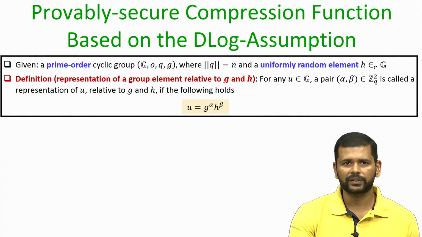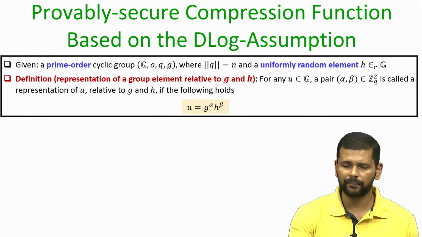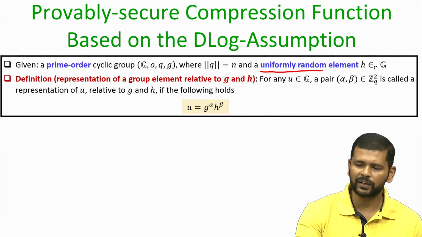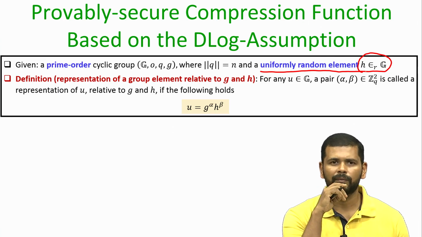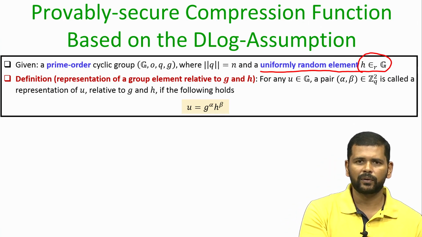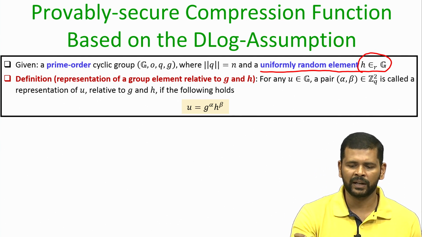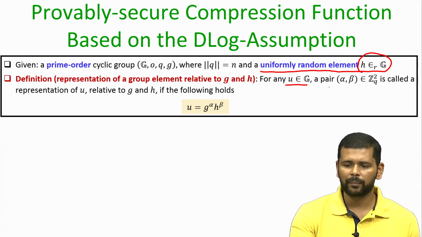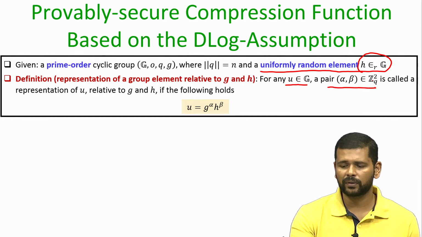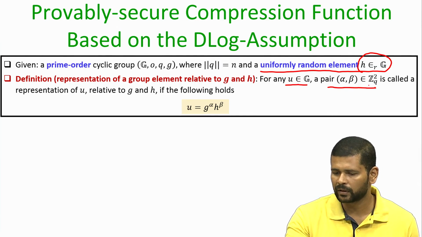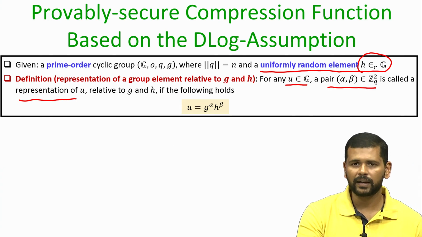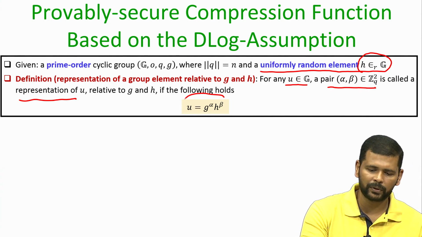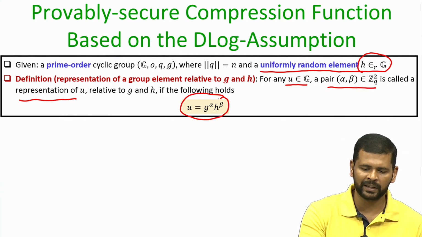Before going into the construction of the compression function, let us see a definition. Remember, as part of setup you are given a uniformly random element h from the group, apart from the generator g. Now we define what we call the representation of a group element relative to the base g and h. For any group element u belonging to the group G, we say a pair alpha, beta from Z_q is called a representation of the element u relative to the base g and h if the relationship u equals g to the power alpha times h to the power beta holds.